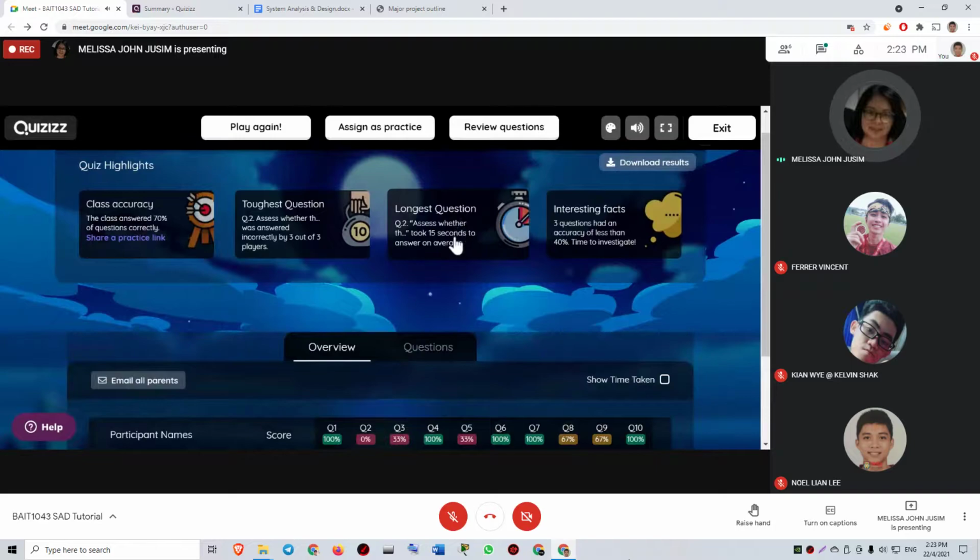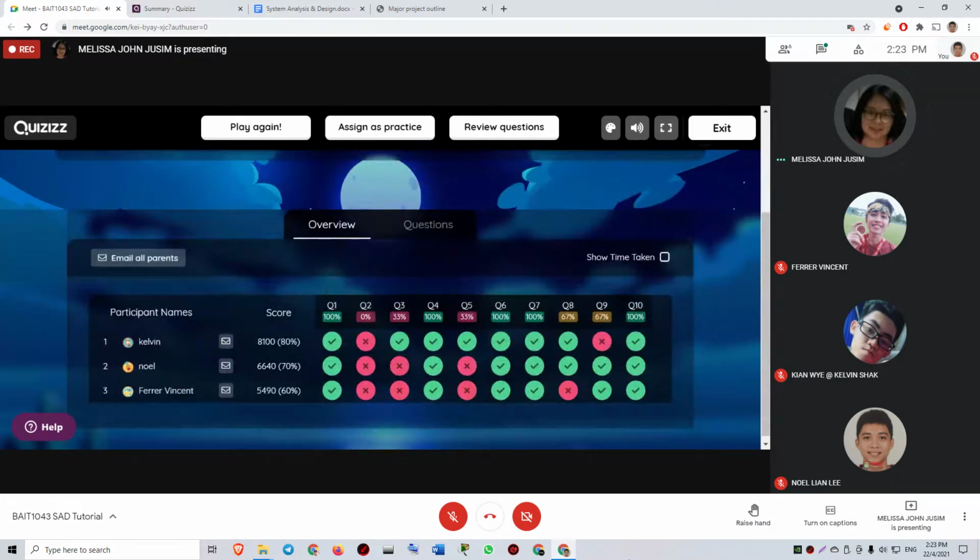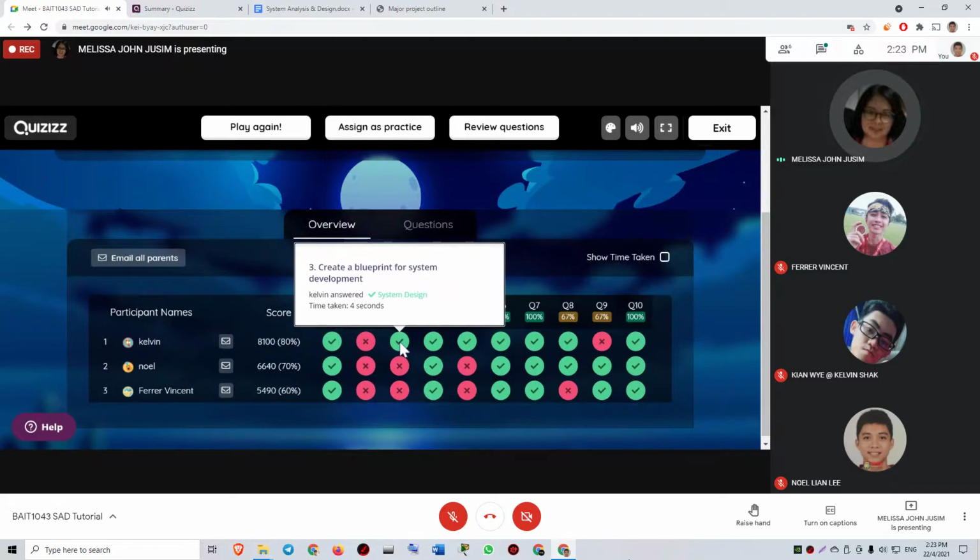Longest question, question number 2 also. All right, interesting fact, question 3 had less than 40%. Okay, question number 3. Create a blueprint for system development. This is in system design.